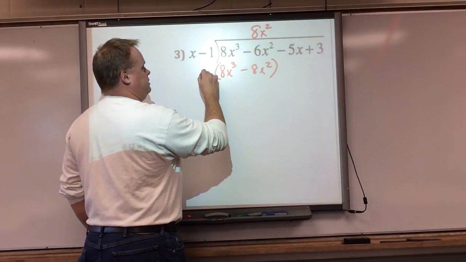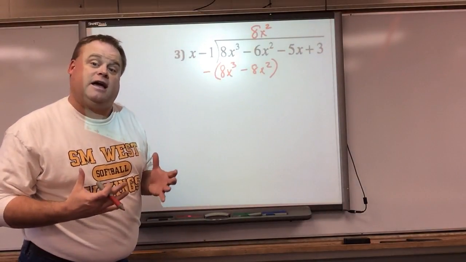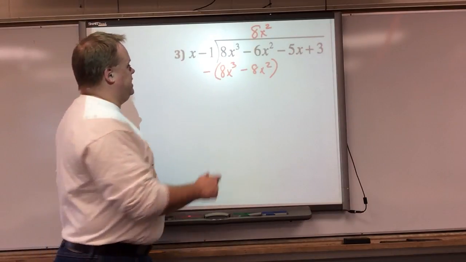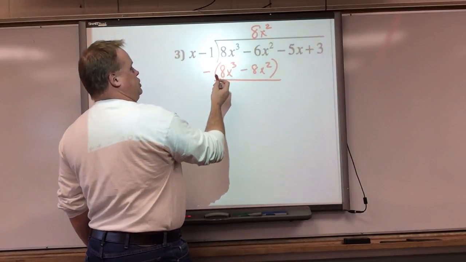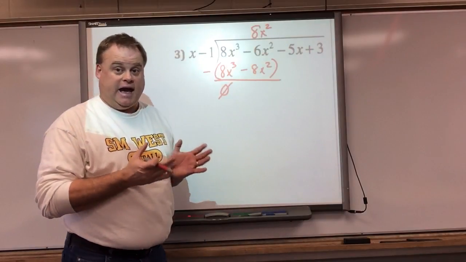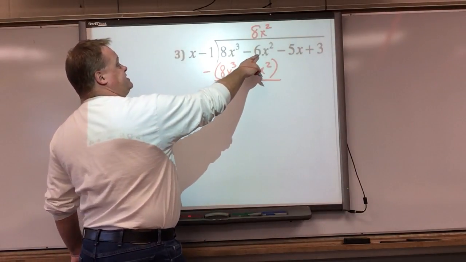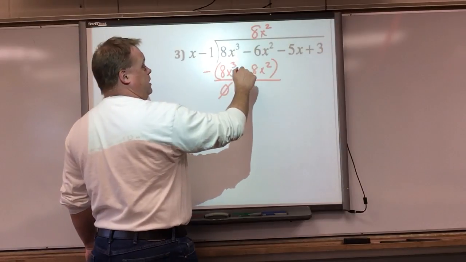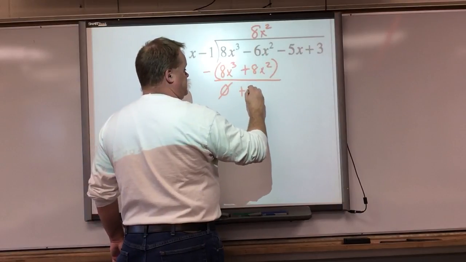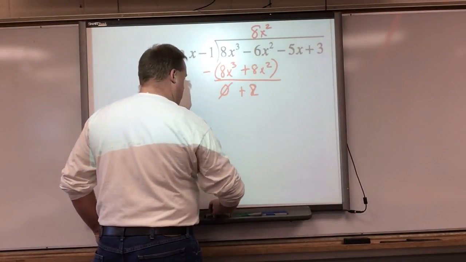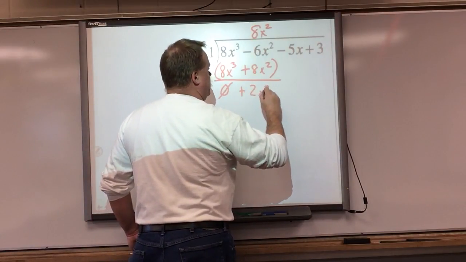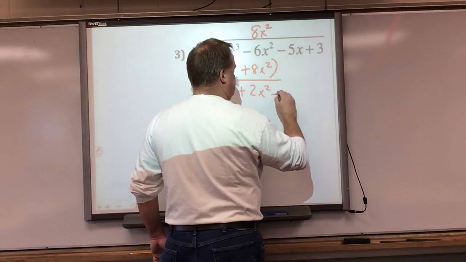Put it inside parentheses and add the subtraction sign to the outside. We're subtracting 8x cubed minus 8x cubed, nothing, as we want. Negative 6x squared minus a negative 8x squared. This becomes positive. Negative 6x squared plus 8x squared becomes a positive 2x squared. Bring down the 5x.